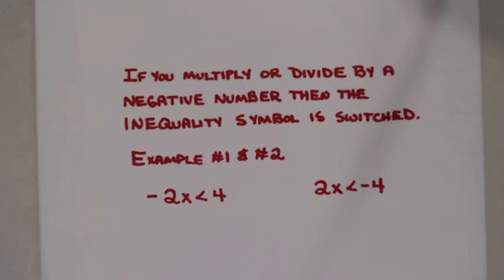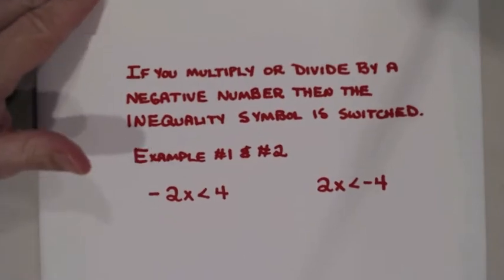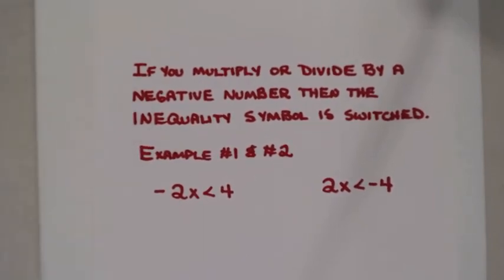Usually when we solve an equation and an inequality, everything is the same, except for this one new rule. If you multiply or divide by a negative number in an inequality, that inequality symbol switches around. Let me say that again. If you multiply or divide by a negative number, it causes that inequality symbol to switch around. So let's look at these two examples right here. Because in one of these examples, the inequality symbol is going to switch around, and the other one, it's not.